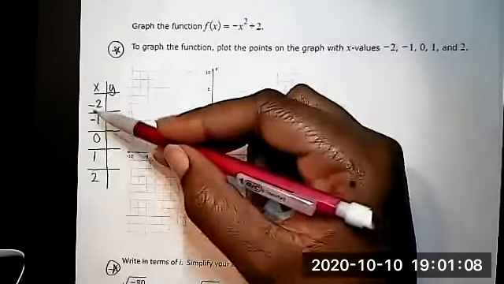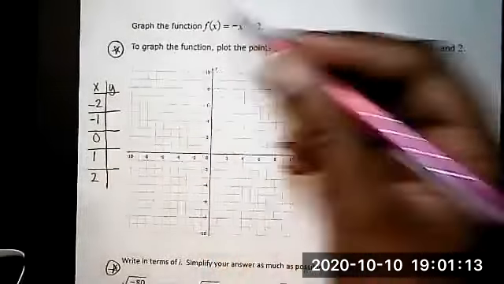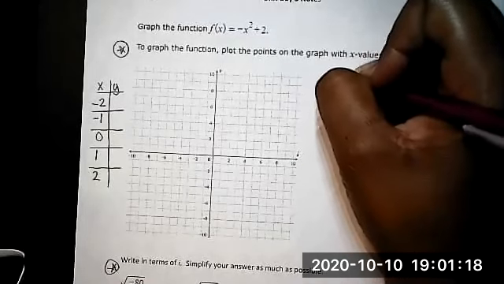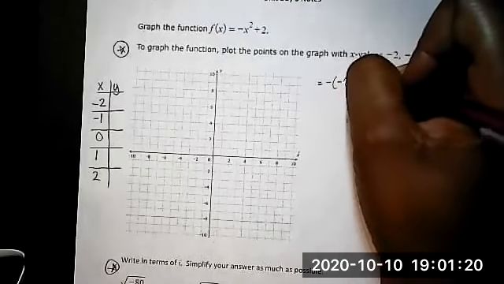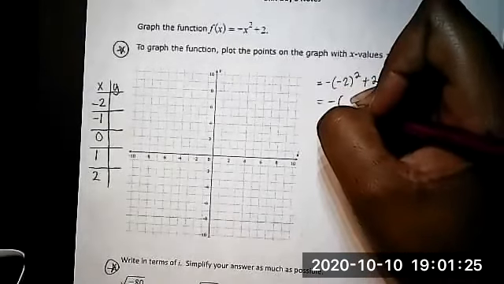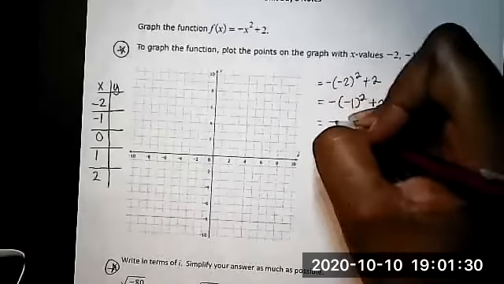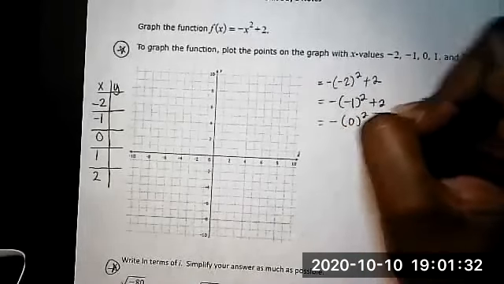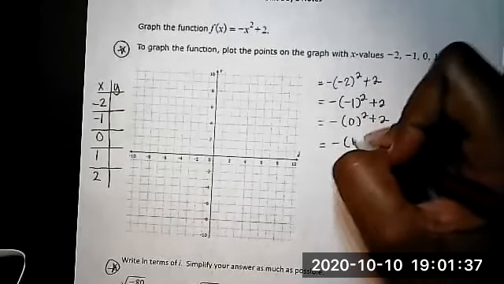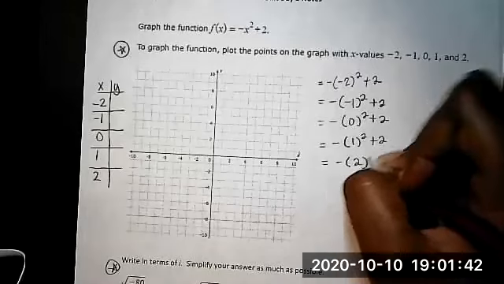So let's put those input values, which are your x values, into your problem and see what happens. Okay, so this becomes -(-2) squared plus 2. This kind of gives people fits. Equals -(-1) squared plus 2, equals -(0) squared plus 2, equals -(1) squared plus 2, and -(2) squared plus 2.